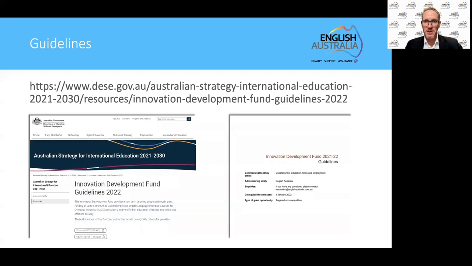The link to where you can find the guidelines is available. If you're having any trouble, please visit the English Australia website. On the front banner of the English Australia website, we have a banner which you can link through, and it will also provide a direct link for you to access the guidelines. So as we're getting started and set up, I'd encourage you to access those guidelines either through our website or via the Department of Education, Skills and Employment's page.